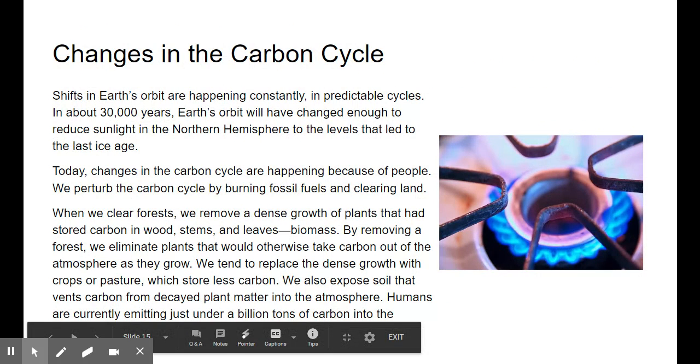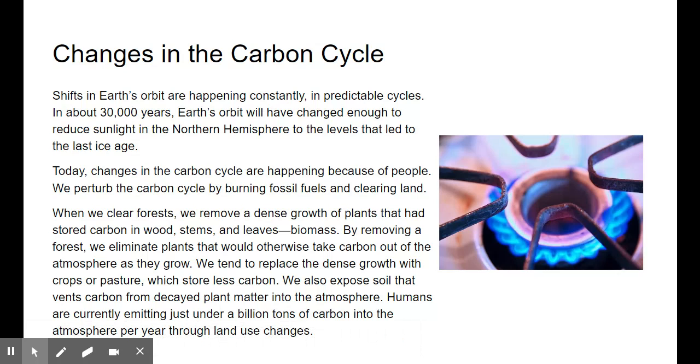The shifts in Earth's orbit are happening constantly in predictable cycles. In about 30,000 years, Earth's orbit will have changed enough to reduce sunlight in the northern hemisphere to levels that led to the last ice age. Today, changes in the carbon cycle are happening because of people. We perturb the carbon cycle by burning fossil fuels and clearing land.